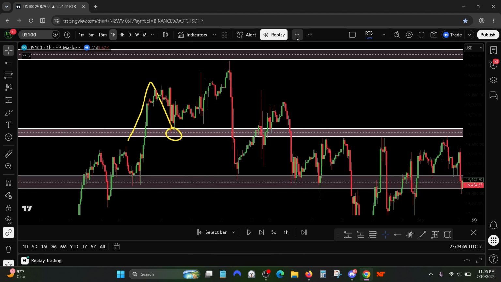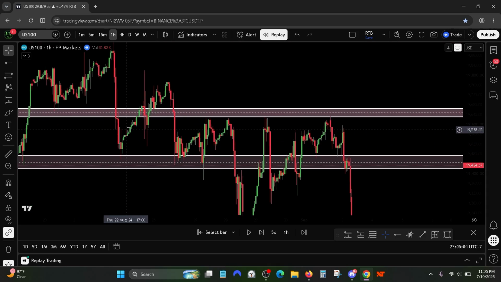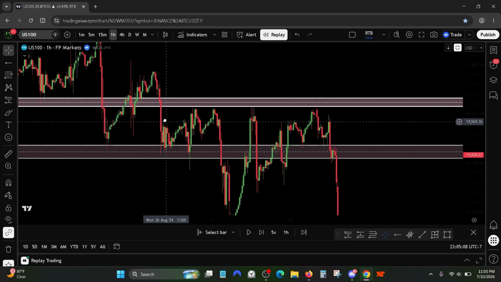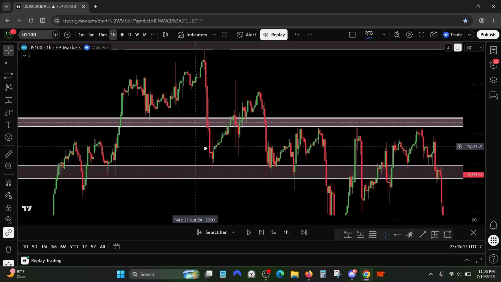Okay, like this. And then because it popped above this area, I'm going to want to go for this area. It didn't pop above this, so I want to go for something like this. That would have been the cleaner move.